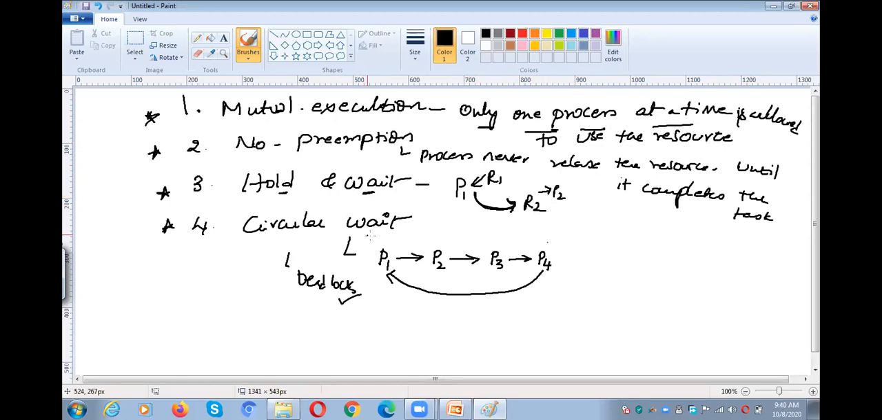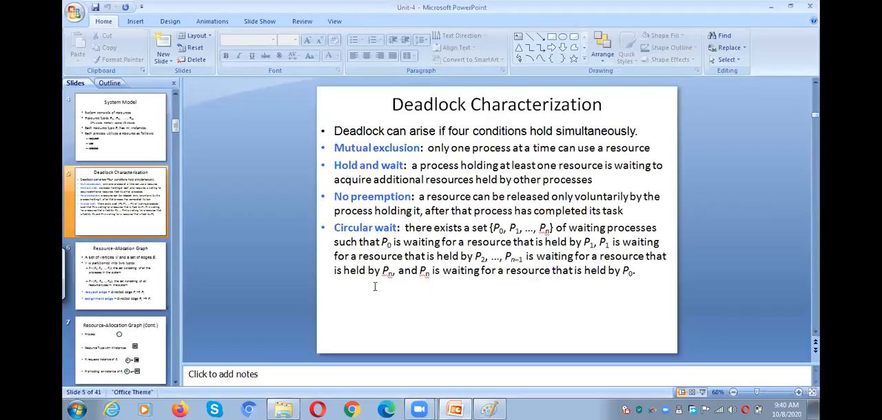What is circular wait? P1 is waiting for the resource which was allocated to P2, and P2 is waiting for the resource which was allocated to P3, and P3 is waiting for the resource which was allocated to P4, and then again P4 is waiting for the resource which was allocated to P1, so that there is a circle, right? So whenever the processes are waiting for the resource in a circular fashion, then automatically it will create a loop which causes the deadlock. Okay, so these are the four necessary conditions for the deadlock.